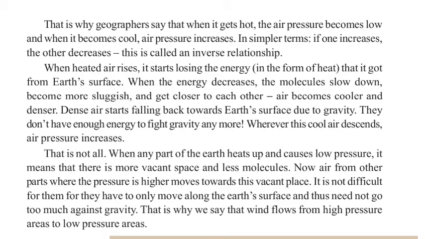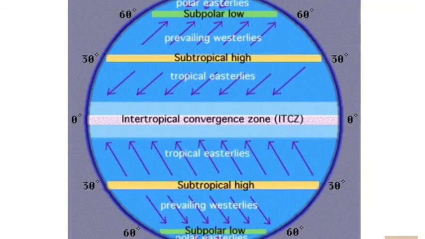Already we learnt that when any part of the earth heats up, it creates low pressure. Understood? It means that there is more vacant space and fewer molecules. Now air from other parts of the earth where the pressure is higher moves towards the vacant place. Understand?